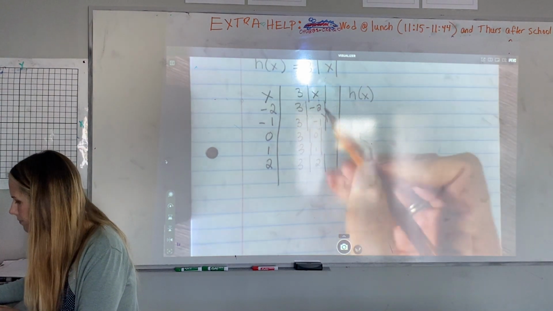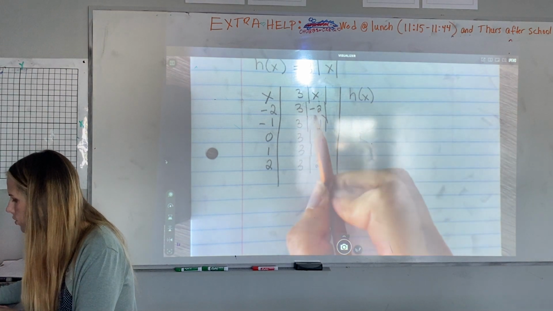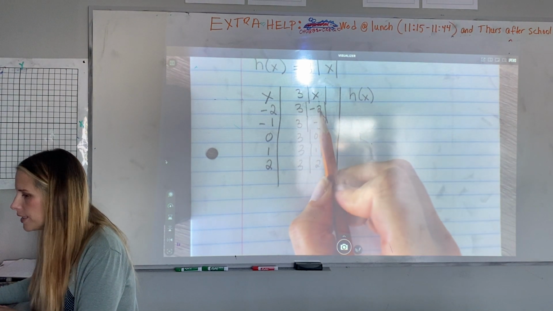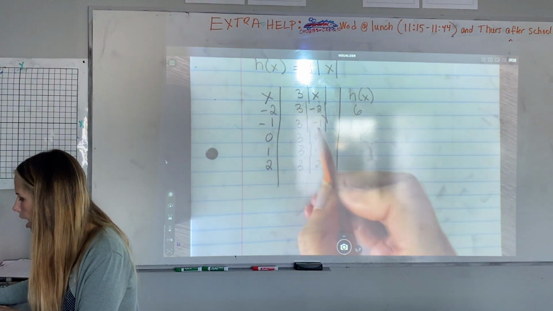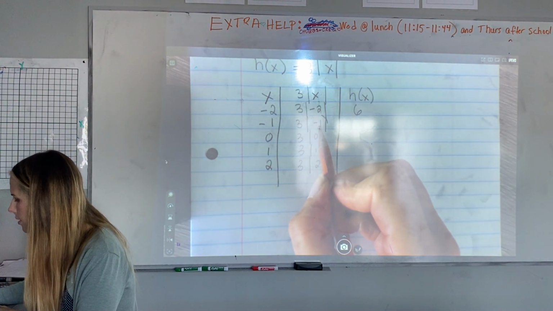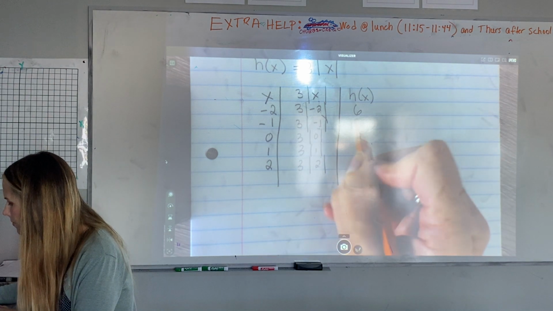Now, let's get our outputs. So, absolute value of -2 is? 2 times 3 is? 6. See how easy that is? Absolute value of -1 is? 1. 1 times 3 is? 3.